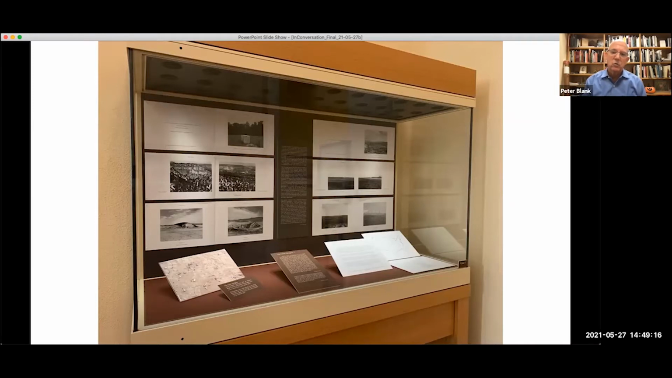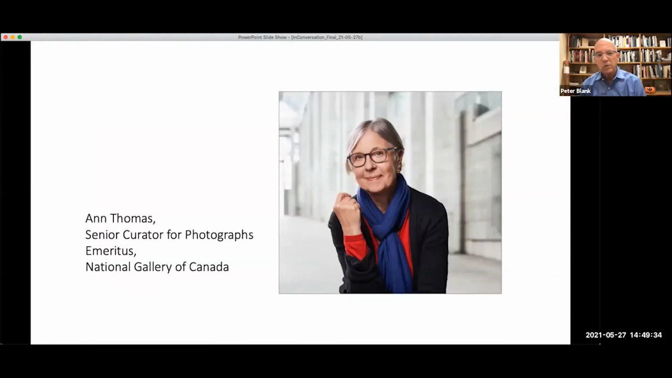It gives you a way, as you're introduced to Mark's work, the beginnings of an understanding of the rigorous nature of Mark's practice, as well as the rigorous nature oftentimes of his presentations, much of which we'll get into today with our speakers. It's my pleasure to introduce you to Ann Thomas, who's the Senior Curator for Photographs Emeritus at the National Gallery of Canada. Ann, thank you so much for joining us.